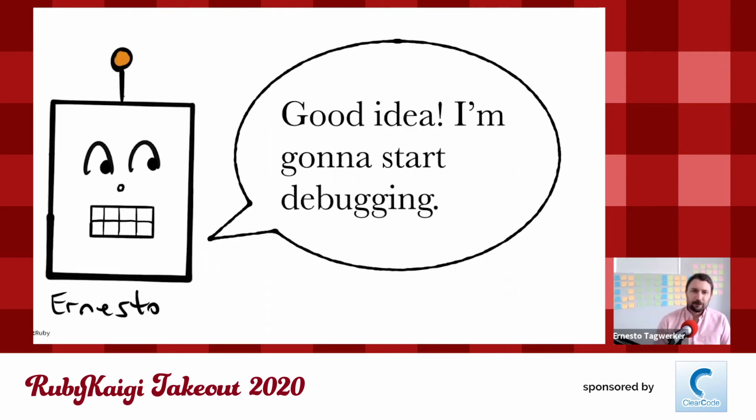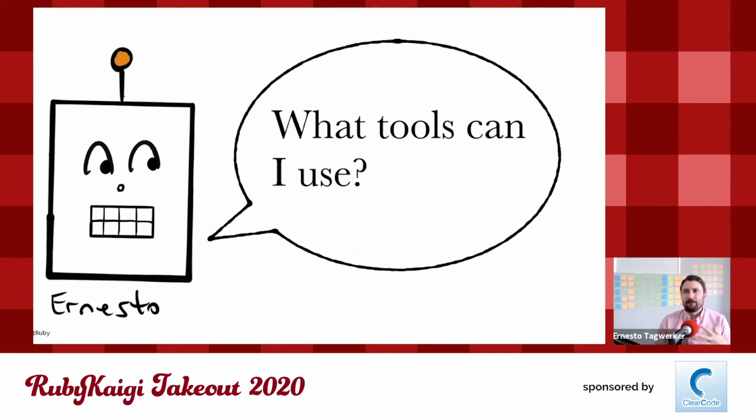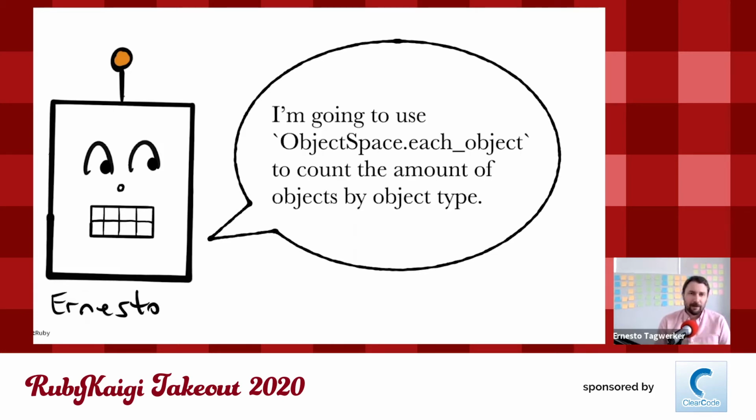And I say, sure, good idea. I'm just going to start debugging this. And I ask myself, what tools can I use? I know that Ruby has some tools in the standard library. So I say, okay, I'm going to use ObjectSpace to find out how many objects are getting instantiated and kept in memory between the requests that I'm making to the application.